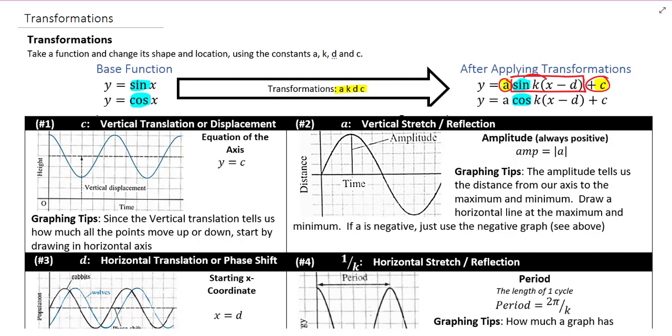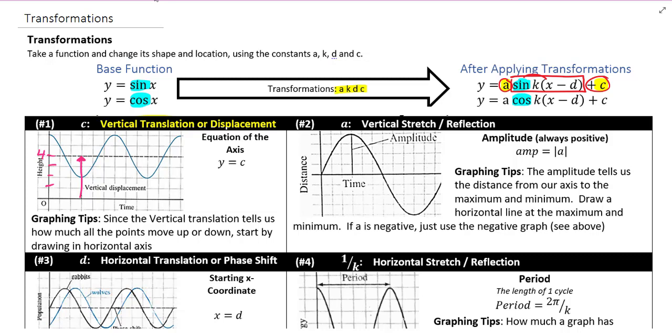But let's start with the C. Let's look at our vertical translation or displacement here. You might hear different phrases, displacement or translation, basically meaning movement. This moves our entire sketch up or down, as you can see in this little sketch we have on our handout. So in this case, it's 1, 2, 3, we'll say it's 4 units that it's been moved up. In that case, C would be plus 4.